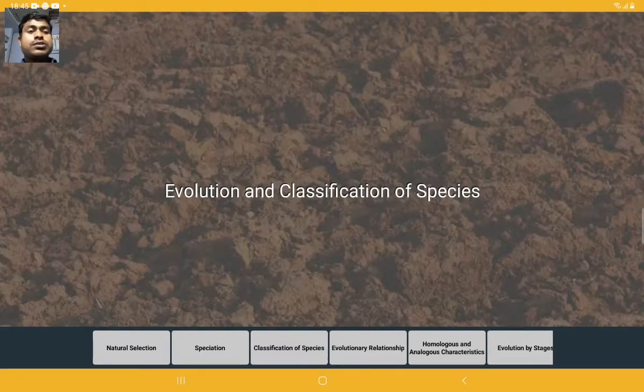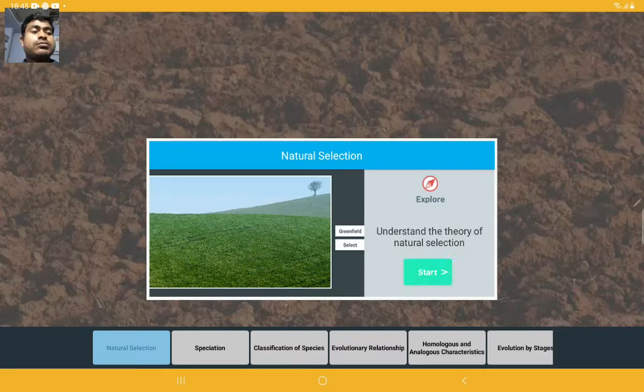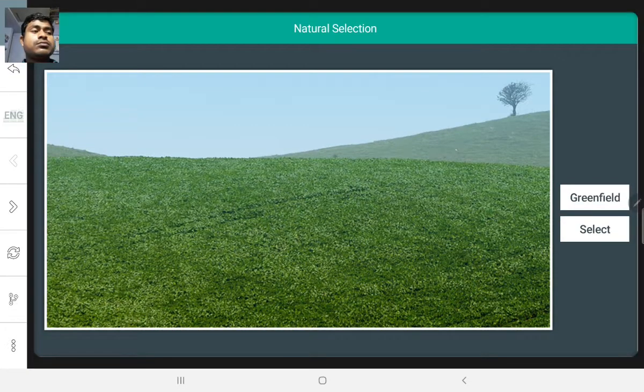Here we discuss the evolution and classification of species. Let us see natural selection. Let's take the example of brown and green beetles. Observe how the beetles adapt to a changing environment. Choose from the environment options and the selection factor, and notice the change in the population of these two beetles.